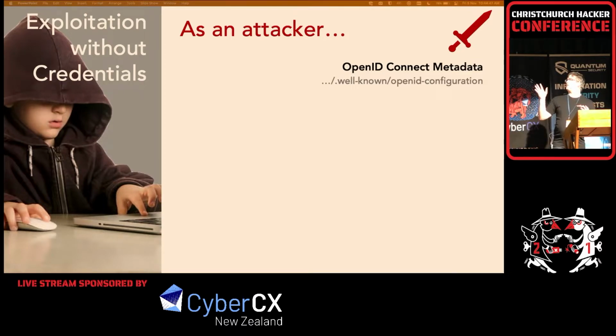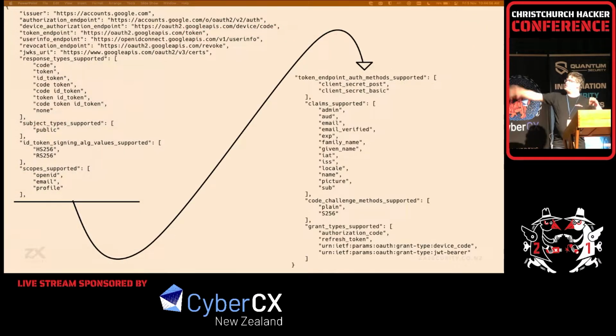This is usually found at this particular location here. There'll be a URL which ends with this. Usually it's just at the root of your identity server. And if you go to it, you'll get a bunch of JSON. It's just a whole bunch of information about how this whole thing's set up.